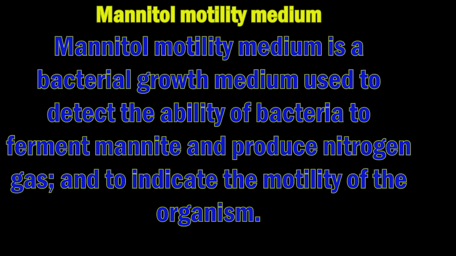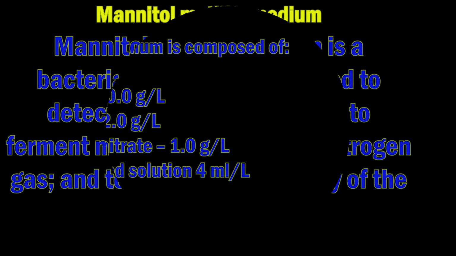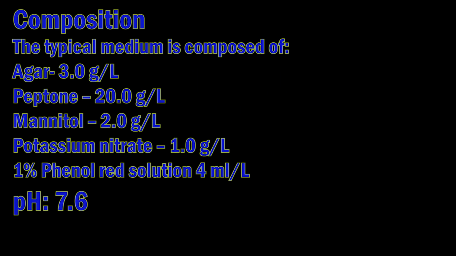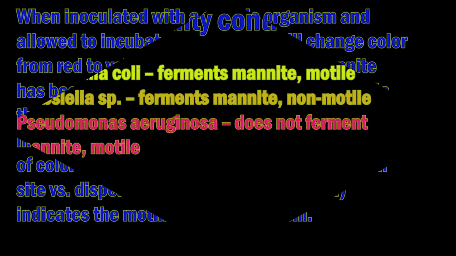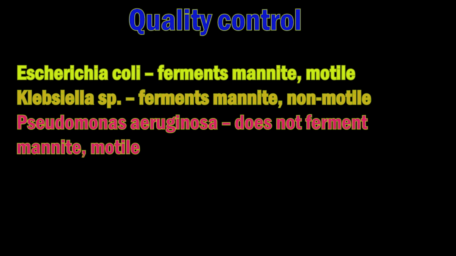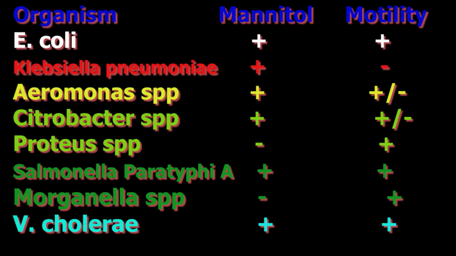Mannitol motility medium. Mannitol is a type of sugar alcohol. Mannitol motility medium is used to detect the ability of a bacterium to ferment mannitol and produce nitrogen gas and to detect the motility of the organism. The medium contains a low agar concentration for the motility of the bacterium, and phenol red as indicator at pH 7.6. When the bacteria ferment mannitol, the medium turns acidic, which changes the color from red to yellow. The presence of bubbles indicates the production of gaseous nitrogen.